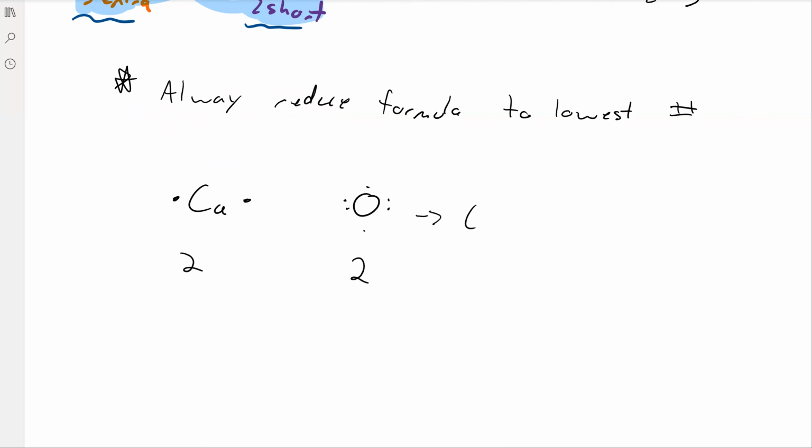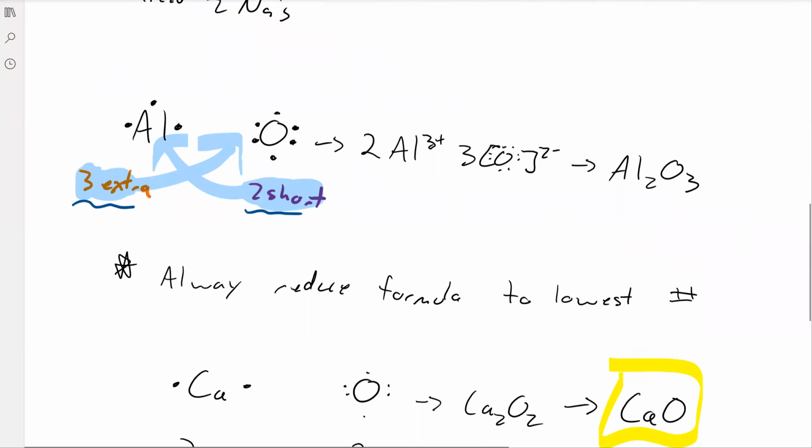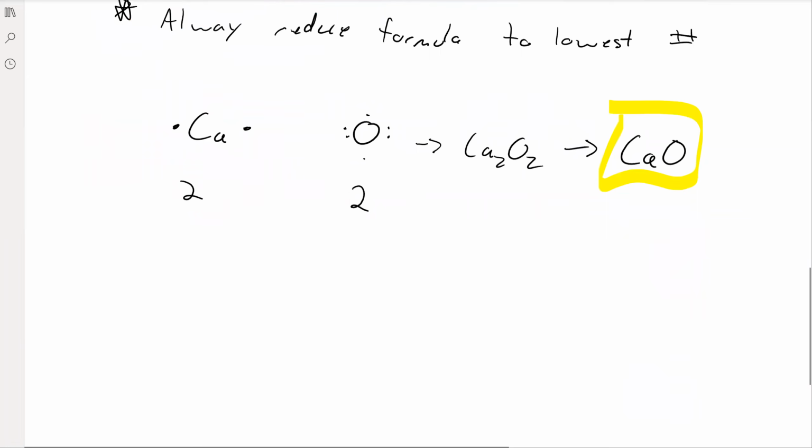So you might think that the formula is Ca2O2, but that's not the correct formula. Note that both of these numbers are 2. We can reduce this formula. We can divide both of them by 2, and it can just become CaO. So that's the real formula for calcium oxide. So that's just the little caveat to using this trick to figure out the formula.